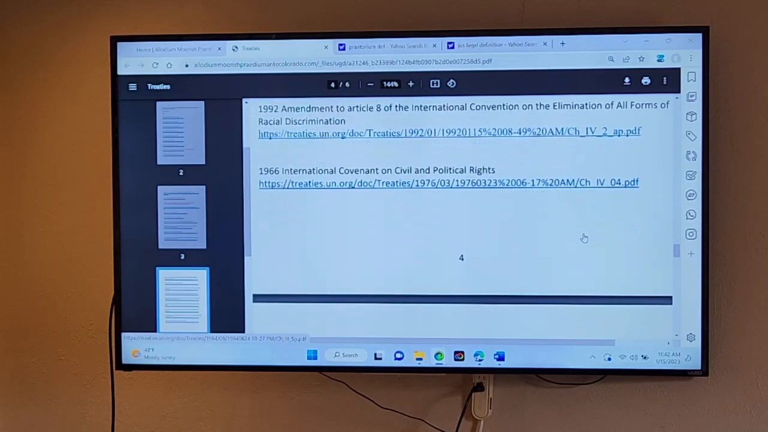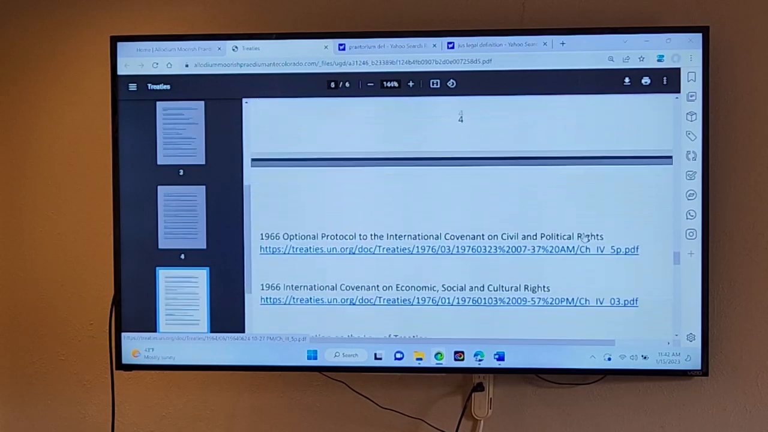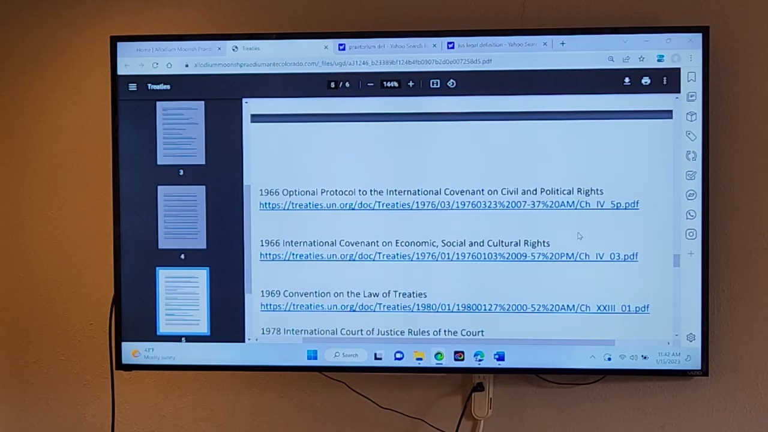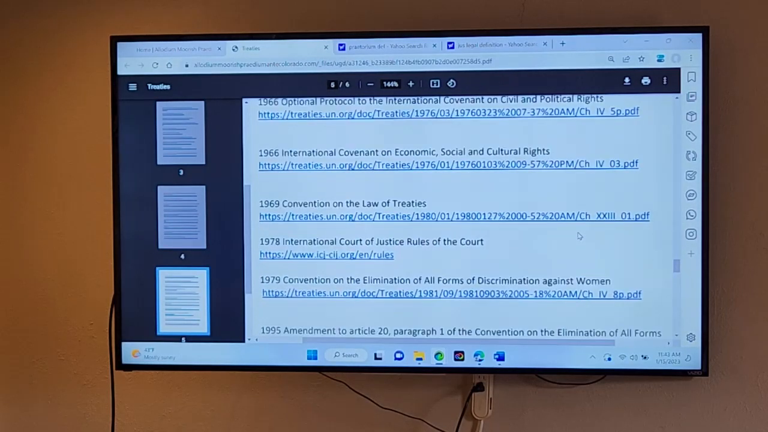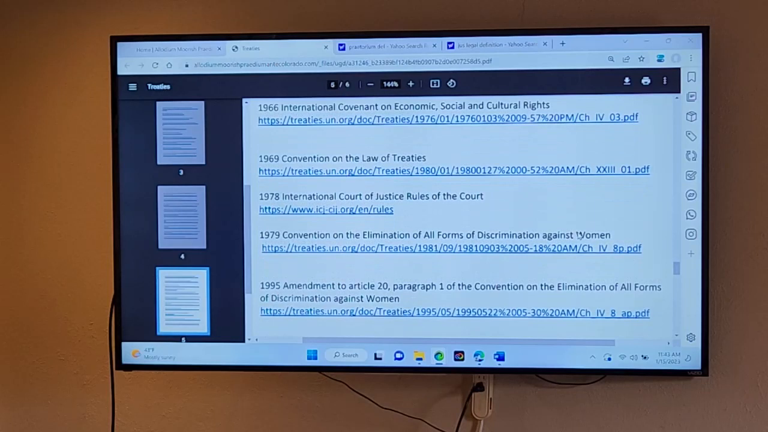The 1966 International Covenant on Civil and Political Rights. The 1966 Optional Protocol to the International Covenant on Civil and Political Rights. The 1966 International Covenant on Economic, Social, and Cultural Rights. The 1969 Convention on the Law of Treaties. The 1978 International Court of Justice Rules of the Court.